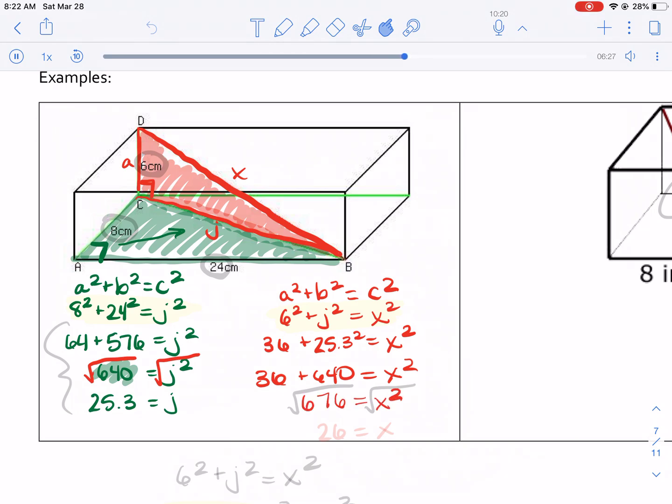And now I need to take the square root of both sides to find x. Hey, that took a while, but I think we're almost there. The square root of 676 equals 26. Whoa, that was cool. We got a whole number answer at the very end of all that work.